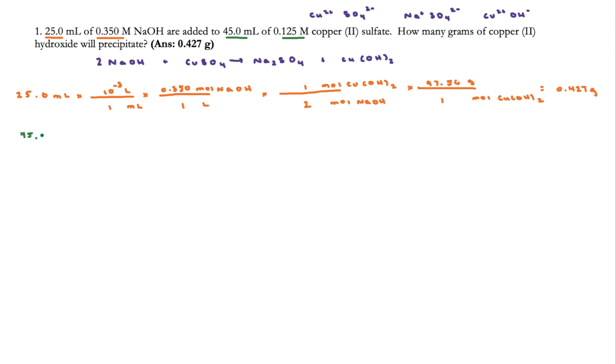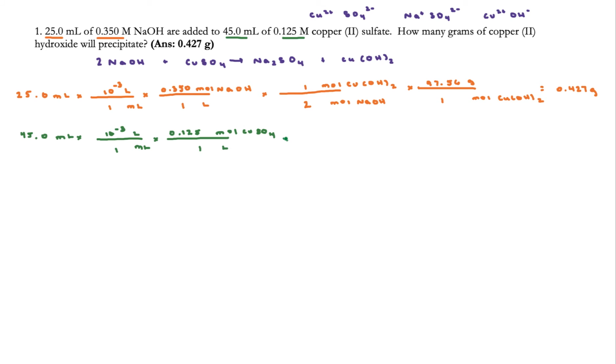So I have 45.0 mL of my copper sulfate. I'm going to get out of mL into liters. There are 10 to the negative third liters in 1 mL, just like I did up above. Here I need to put the concentration of my copper sulfate, because it's moles per liter. I'm getting into moles just like I did here. So I'm going to put copper sulfate here, just to make sure it's clear I'm in moles of copper sulfate. The concentration here is 0.125 moles for every 1 liter.